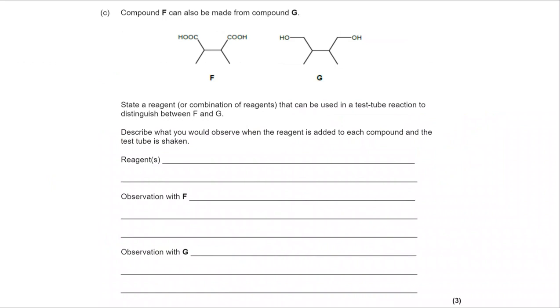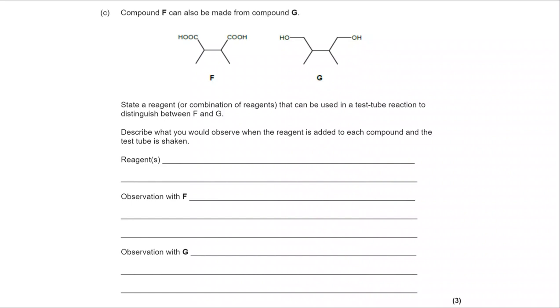Moving on, we've got part C, where we have got F and G labelled. And your job is to state a reagent or combination of reagents that can be used in test tube reactions to distinguish between them. Describe what you would observe when the reagent is added to each compound and the test tube is shaken. So there's more than one answer here. I'm going to look at one or two of them.